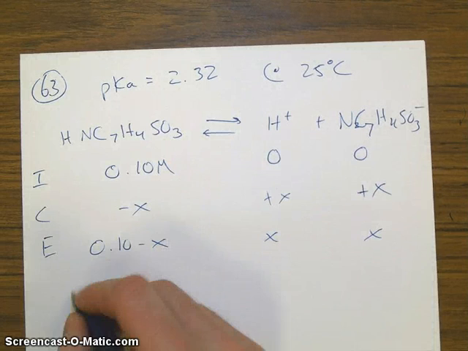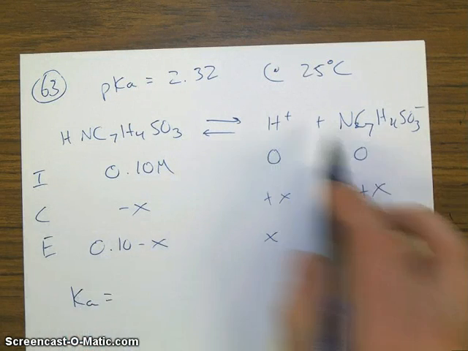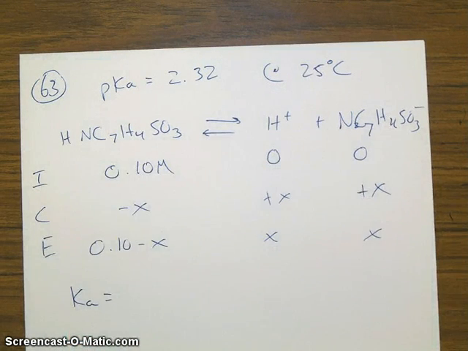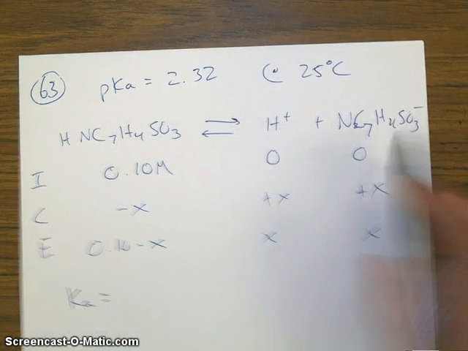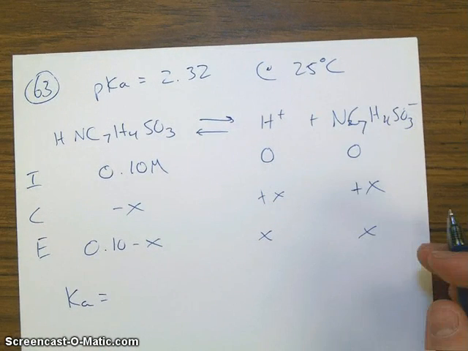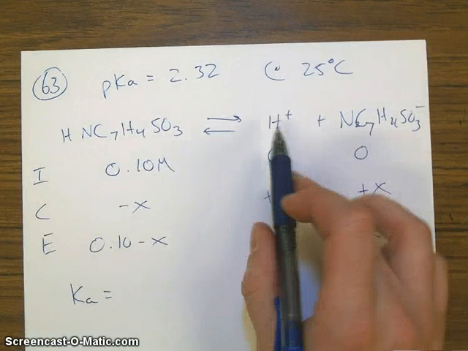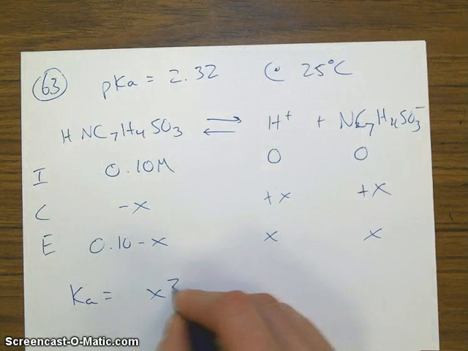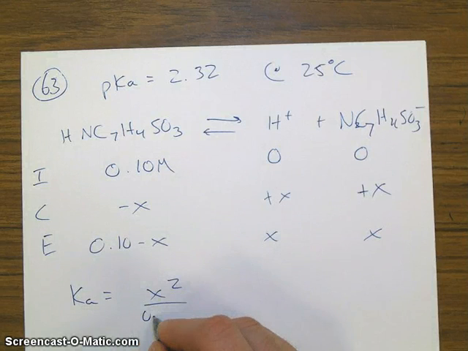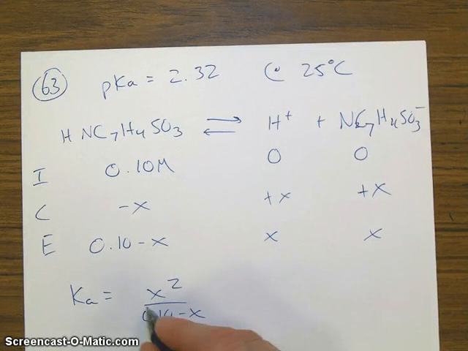And I know that my Ka is my products over my reactants. And I don't have to put them to any coefficient. There's not going to be any exponents because there's no coefficients at all. My Ka is essentially going to be this times this, so x times x, which is x squared, over 0.10 minus x. And of course that's in molarity too.